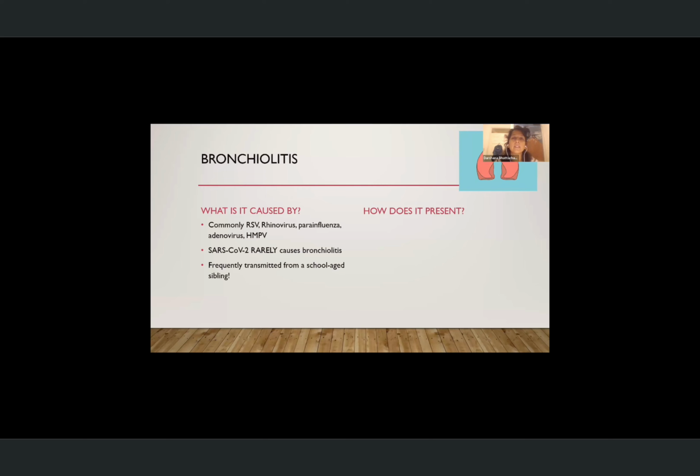And what we often see is that babies who present with bronchiolitis frequently catch an infection from a school-aged sibling. So always ask about who else is in the family. Presentation-wise, you have initial coryzal symptoms, sneezing, runny nose, runny eyes, followed by a chesty cough after about 24 to 48 hours, with usually increased work of breathing. And some children may have reduced feeding with or without vomiting as well.